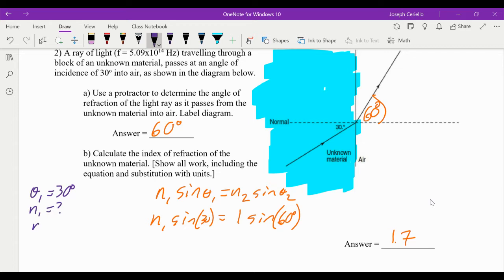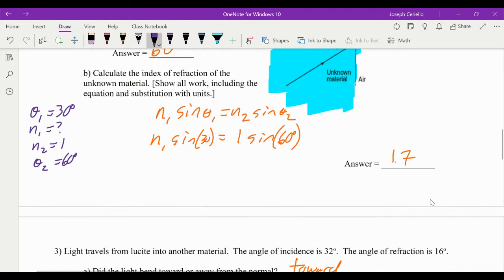We're going into air, so n2 is going to be 1. That's the index of refraction of air. And theta 2 is our angle of refraction, 60 degrees. Again, make sure you're able to measure that 60 degrees on your own. Again, the angle with respect to the normal, not 30 degrees. That'd be the wrong one. Working through the math there, you should get an index of refraction of about 1.7. Again, make sure your calculator is in degrees mode.